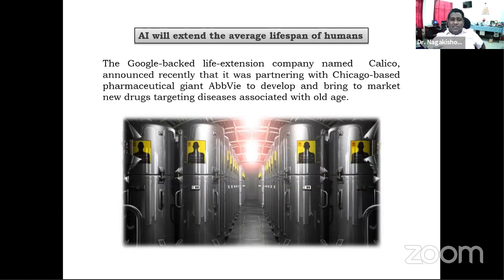Coming to AI, it will extend the average lifespan of humans. The Google-backed life extension company named Calico announced very recently that it is partnering with Chicago-based pharmaceutical giant AbbVie to develop and bring to market new drugs targeting diseases associated with old age. So what is the aim of these two companies? Bringing a life back. Already preserved persons are there. In the image, there are some capsules, and in the capsules dead bodies are there. Maybe they preserved their dead bodies so that in future, if they get a vaccine or anything, they can bring life back. So they preserve their bodies.